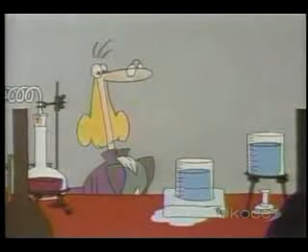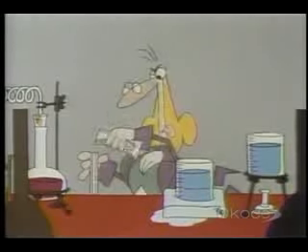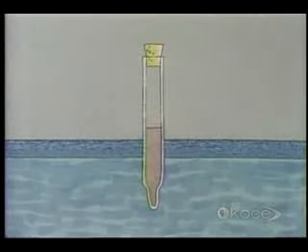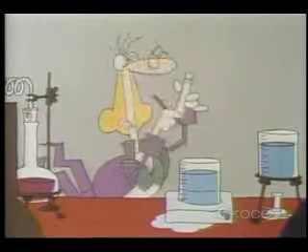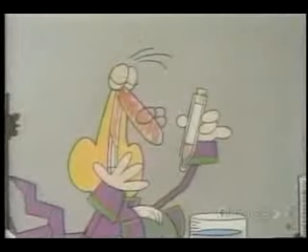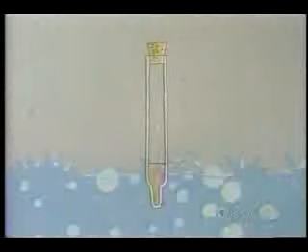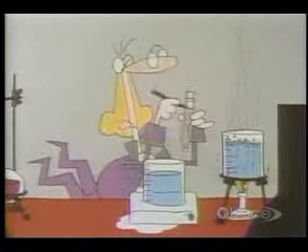He took a liquid that expands quite a bit when it gets hot, mercury, and poured it into a little tube. He then put the tube into some freezing cold water, and the mercury contracted down to here. He decided to label this freezing point of water 0 degrees Celsius. Next, he put the tube into some boiling hot water, and the mercury expanded up to here. He marked this boiling point of water 100 degrees Celsius.